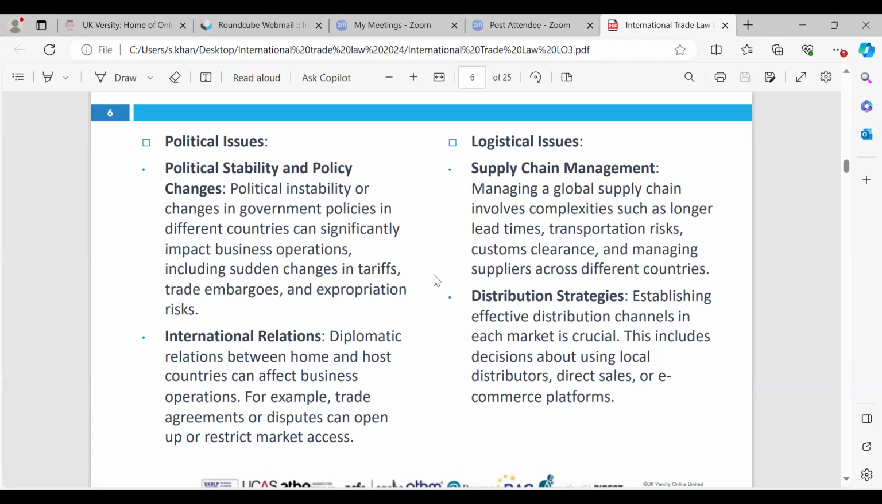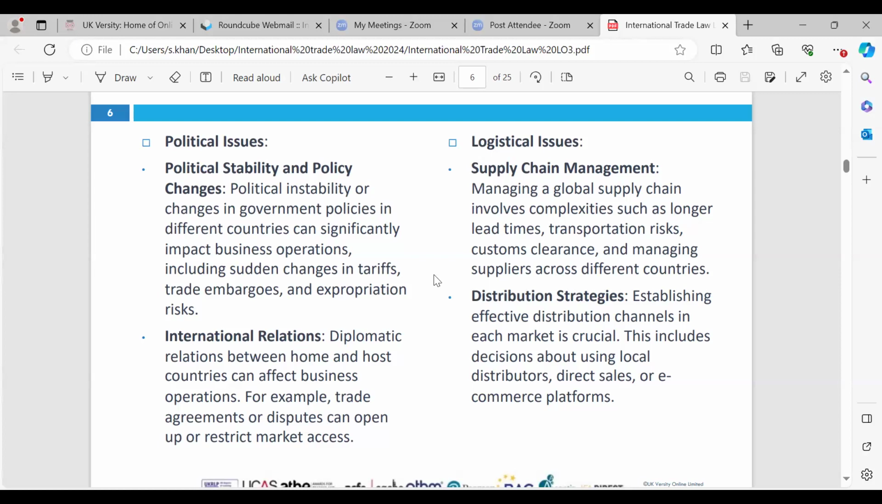Then some of the other elements to look at are logistical issues, such as supply chain management. Managing a global supply chain involves complexity, such as longer lead times, transportation risks, customs clearance, and managing suppliers across different countries. Distribution strategies, so establishing effective distribution channels in each market is crucial. This includes decisions about using local distributors, direct sales, or e-commerce platforms.